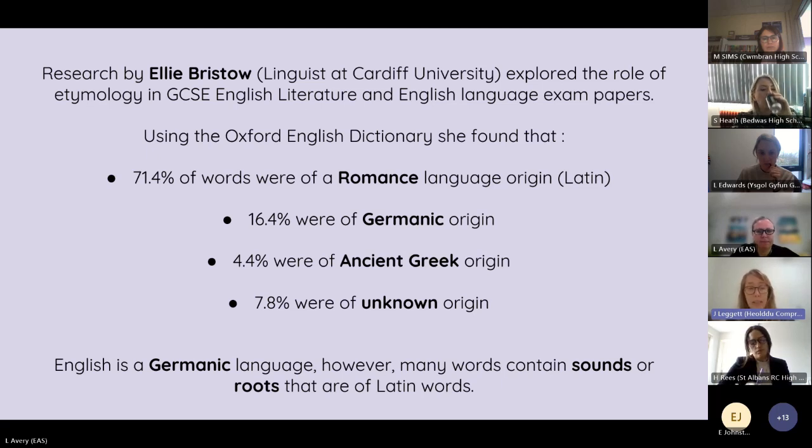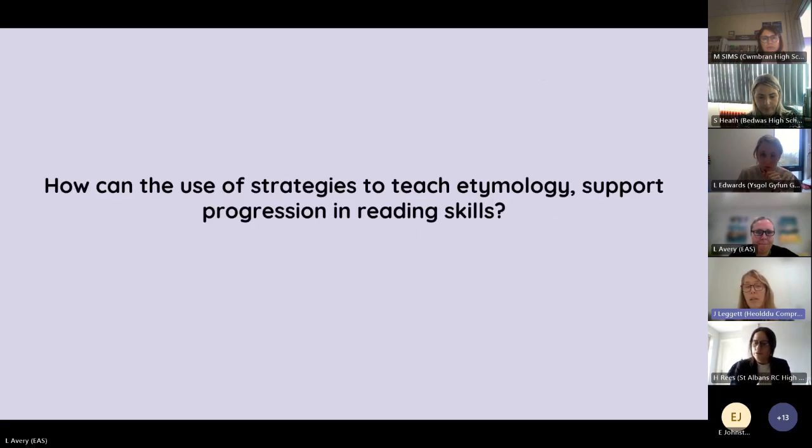So she was keen to stress that although English is a Germanic language, many of the sounds and the roots that we use are Latin. So that made it make sense for me to be trying to use this information to support the pupils in our school. So I wanted to look at how the use of strategies to teach etymology can support progression in reading skills. And this year I'm expanding this across greater numbers of classes.